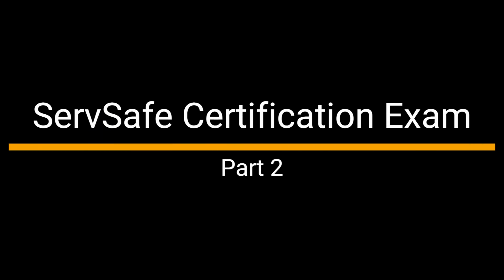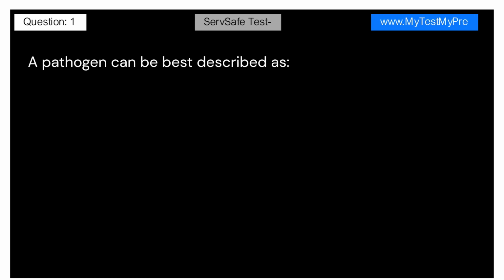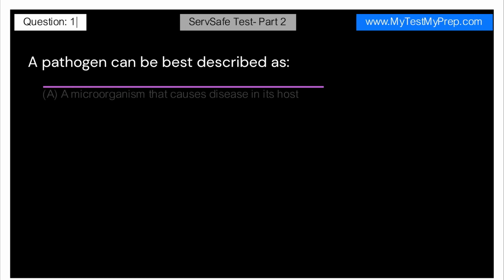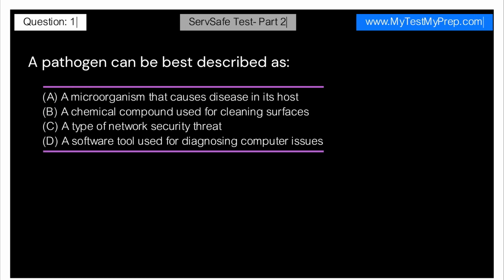ServSafe Certification Exam Part 2, let's get started. A pathogen can be best described as: A. A microorganism that causes disease in its host. B. A chemical compound used for cleaning surfaces. C. A type of network security threat. D. A software tool used for diagnosing computer issues.